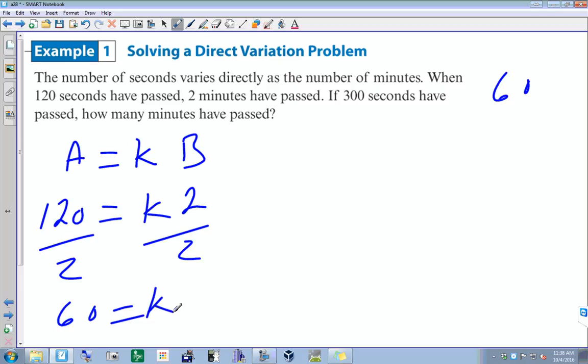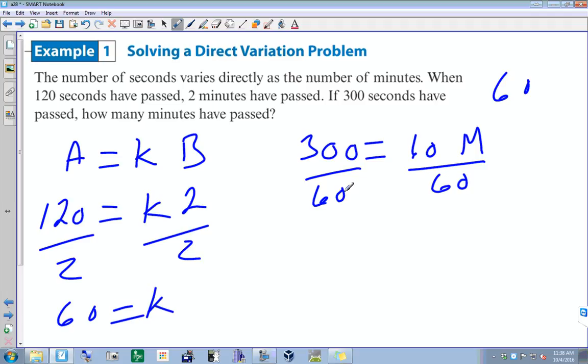Okay. So if I got 300 seconds, how many minutes is that? So we'd have 300 is equal to 60 times the number of minutes. Divide by 60, and we end up with 5 is equal to the number of minutes. It's just how the math works out according to the formulas. You already know how to do it. You've had enough experience with it. Try this one.